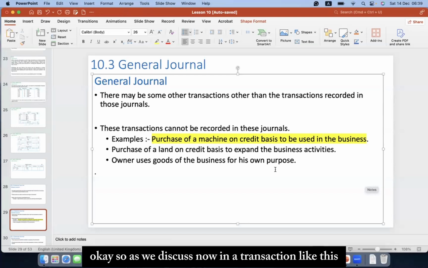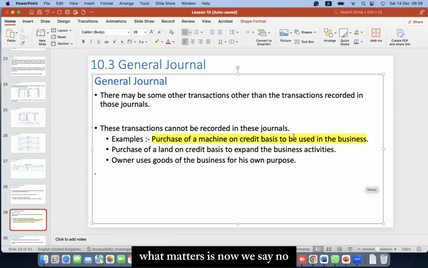As we discussed, in a transaction like this, what matters is: purchase of a machine on a credit basis to be used in the business.